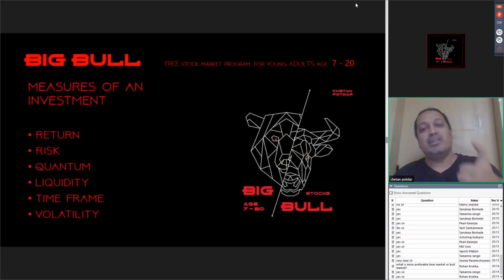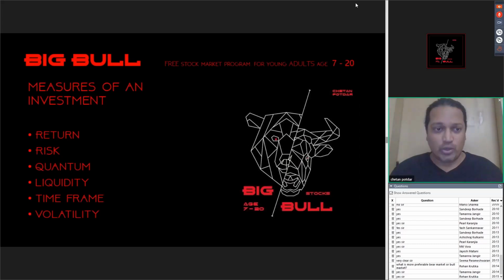So number 1 is called returns, how much you're going to make out of it. Number 2 is called risk. So what is the risk for the return? Number 3 is called quantum. How much are you going to risk or reward? Let's say, are you putting 10,000 rupees in the market, or are you going to put 1 lakh, or are you going to put 10 lakhs, or are you going to put 5 crores, 10 crores, 50 crores?